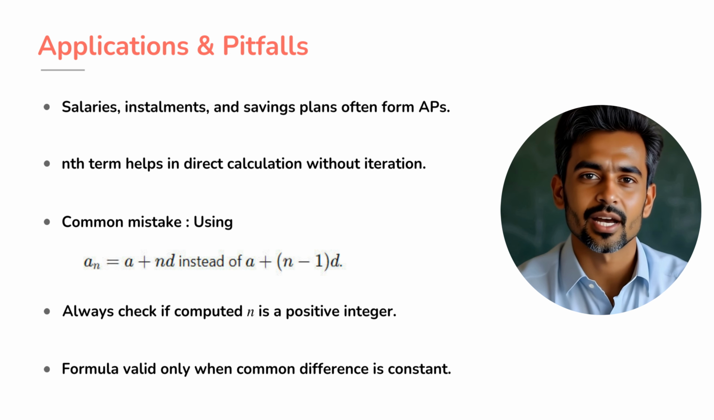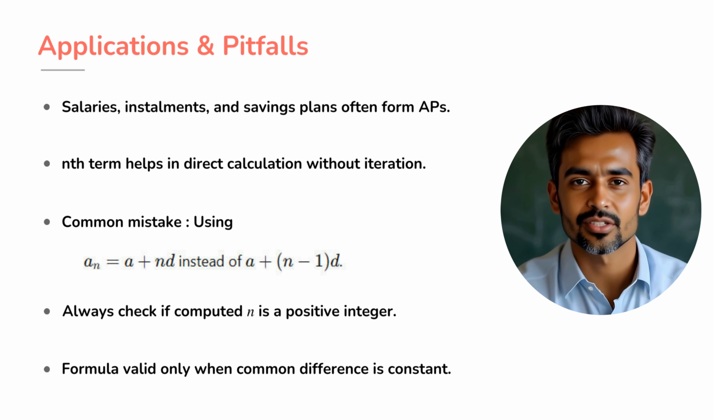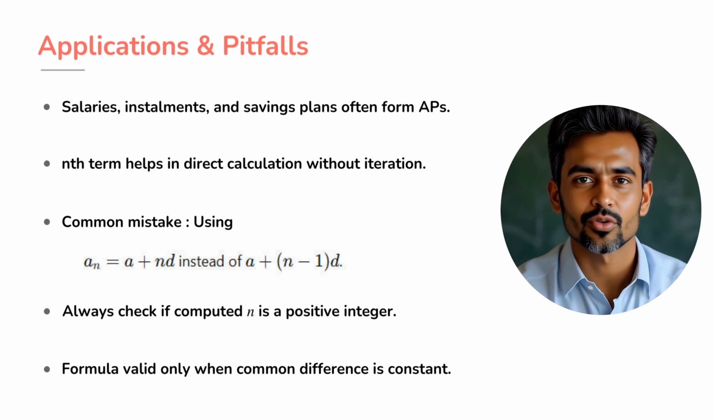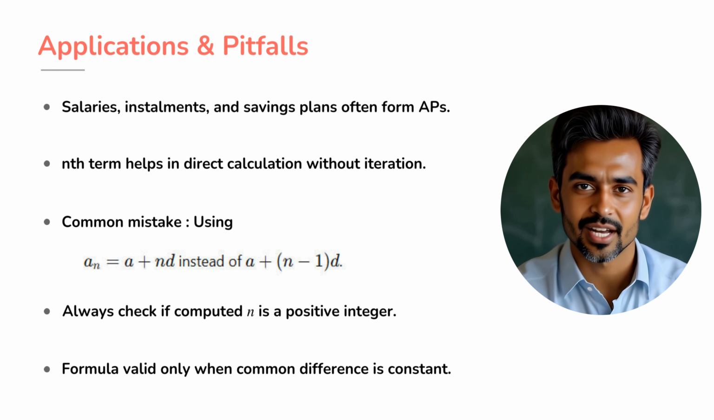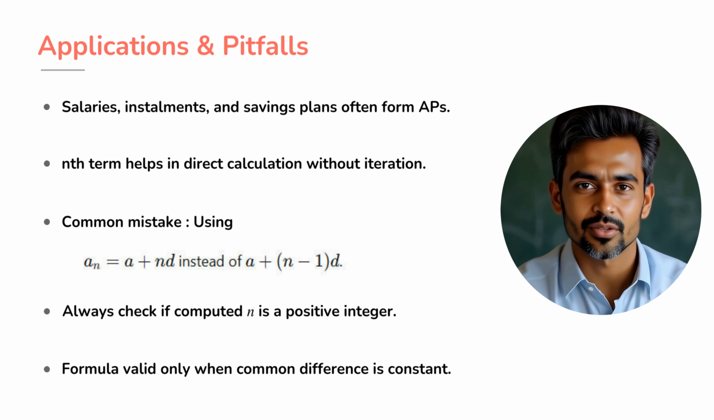Now, why should we care about this formula? Because it has so many real-life applications. Salaries, like we saw, installments in loans, savings plans in banks, all of these often form arithmetic progressions. But there are some common mistakes students make. For example, they sometimes use the wrong formula, A sub n equals a plus nd. That's incorrect. The correct formula is a plus bracket n minus 1 bracket into d. The minus 1 is crucial.